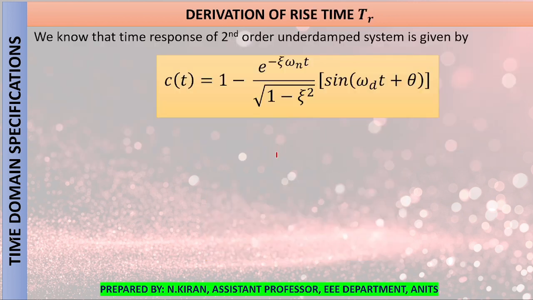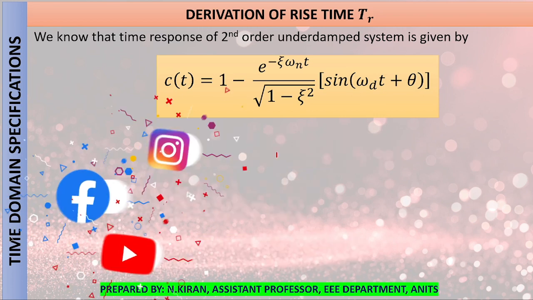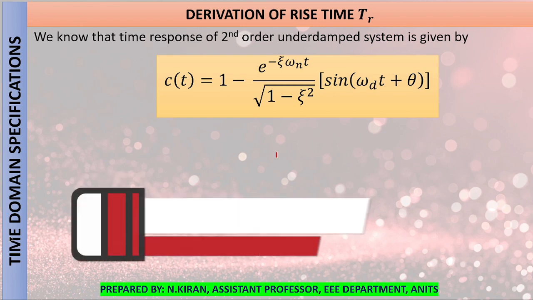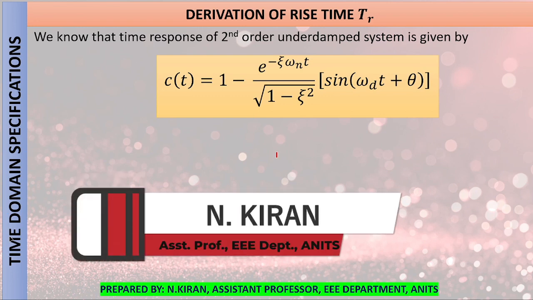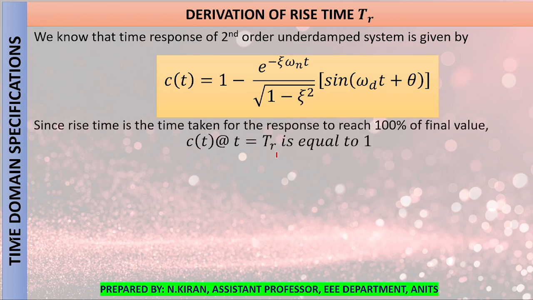The second derivation is the rise time. We all know that the time response of a second order underdamped system is given by c of t is 1 minus e power minus zeta omega n t divided by root over 1 minus zeta square into sine omega d t plus theta. Since it is rise time, it is the time required for this response to reach 100% of its final value. So I am equating the response to 1, since 1 is considered as the final steady state value, and replacing t by tr, that is rise time.